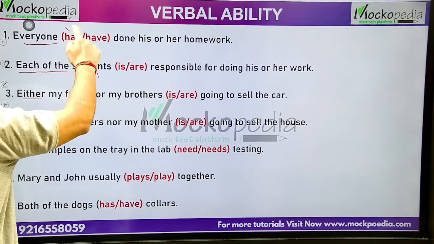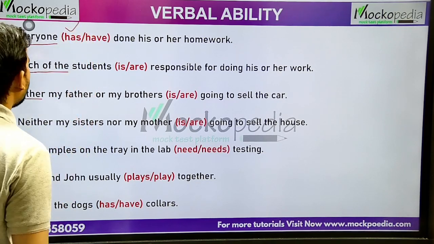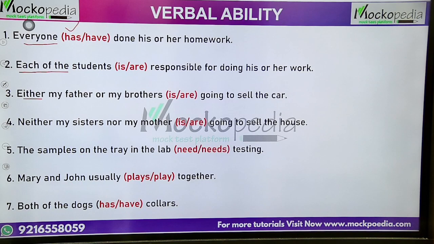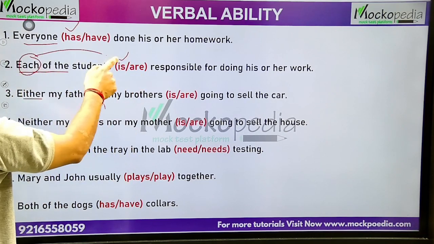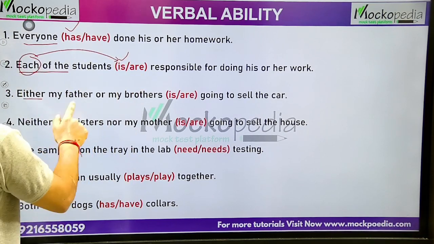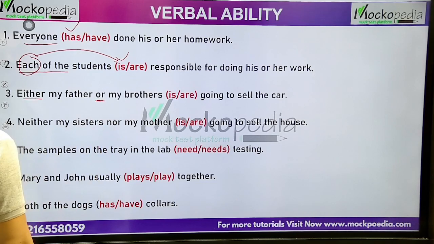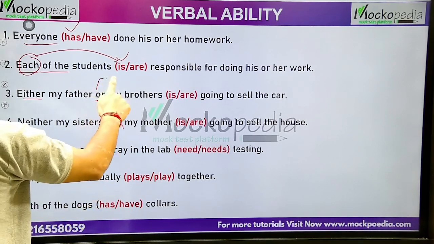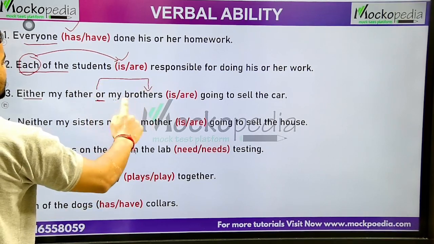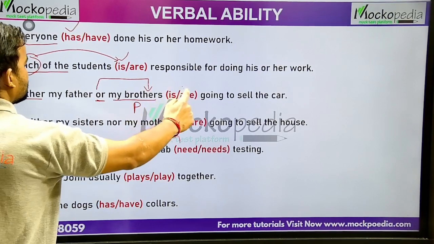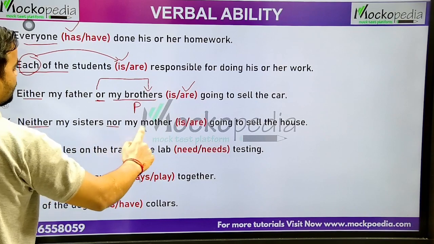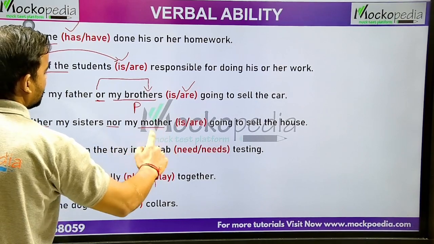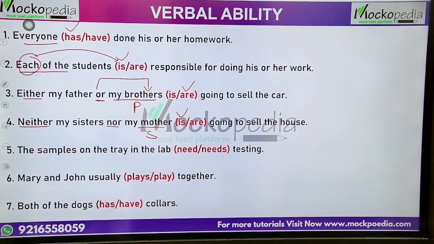So this way they will have a singular verb. That is why everyone has done his or her homework. Each of the students is responsible, right? Because each is singular, that is why the verb should be singular. Now the thing is that we have either or. In case of either or, we discussed that the verb agrees with the second subject. If the subject is plural, the verb should be plural. Also, neither nor, the verb agrees with the second subject: subject singular, verb singular.